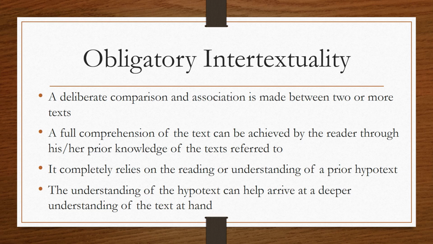Which is very true. Because, like I said, if the reader does not have any clue, if the reader does not have any prior knowledge about the references or about the texts that have been employed by the writer, then he would fail to establish intertextual connections between the two. He would not be able to relate the content of one text to the other. So, therefore, it becomes an obligation on the part of the reader to have this prior knowledge. So, this is what we mean by obligatory intertextuality.